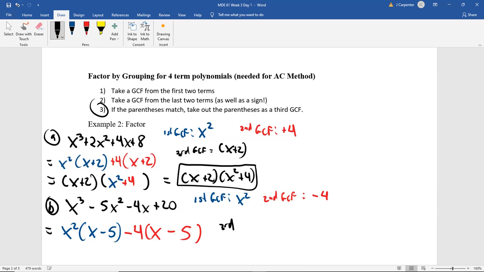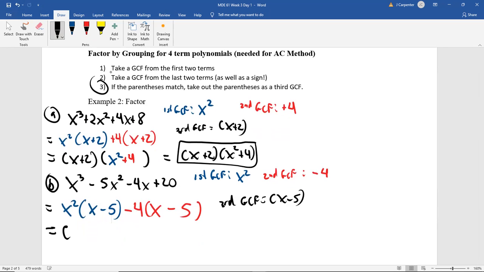So our third GCF is the parentheses that matches x minus 5. So what do we write? That x minus 5, the thing we're taking out. We open a parentheses, and then what goes after that is, well, just cover up with your hands or whatever the GCF you were taking away, and you're left with x squared minus 4. So this is x squared minus 4.